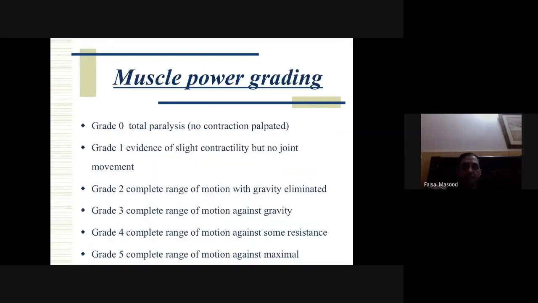Muscle grading, you must be able to grade. Grade 0, no motor, no sensory. Grade 1, slight contractions. Grade 2, if you eliminate gravity, the movement is there. Grade 3, against gravity. Grade 4, against resistance. And grade 5 is the normal power.